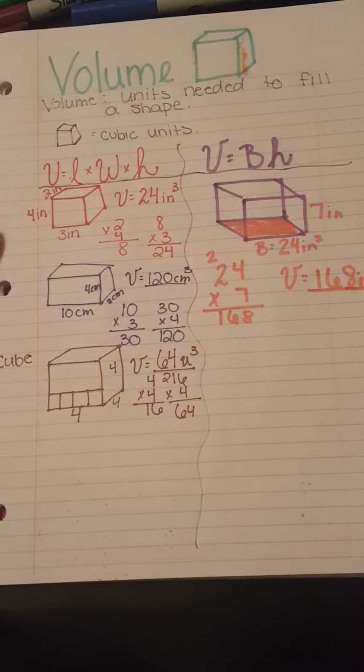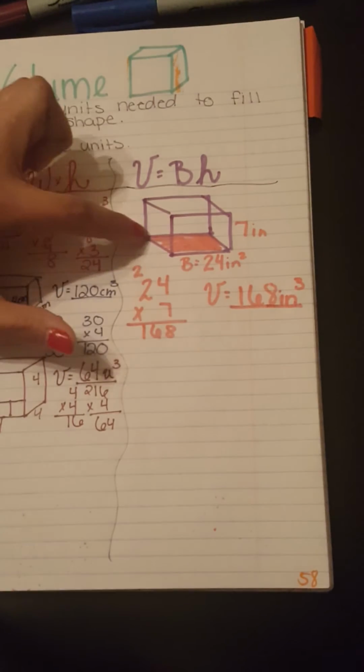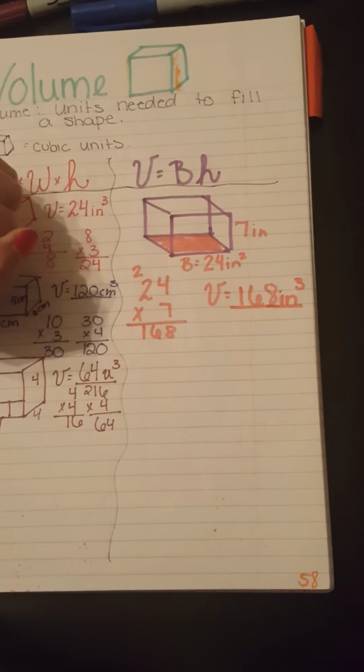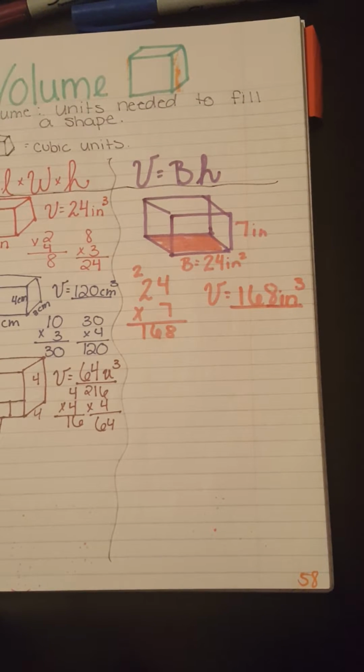Okay. You should have gotten as your answer 168 inches cubed. And remember, all you did was multiply the area of the base, the bottom, times the height. That would be the formula for calculating this type of volume problem. Let's go ahead and do another one.